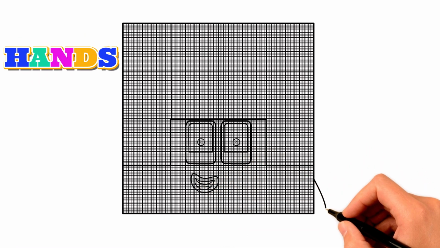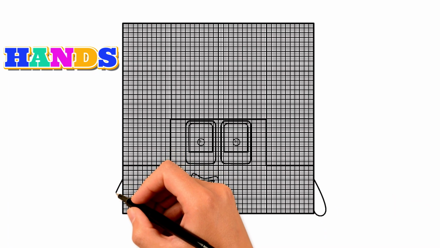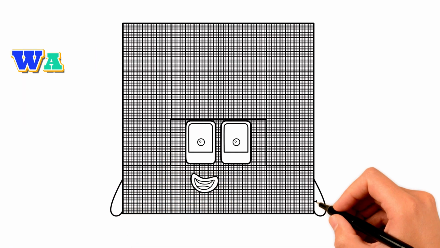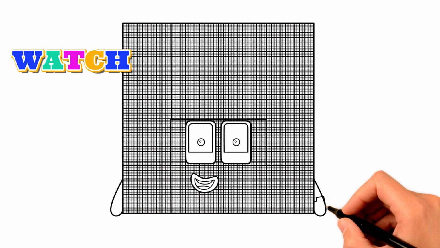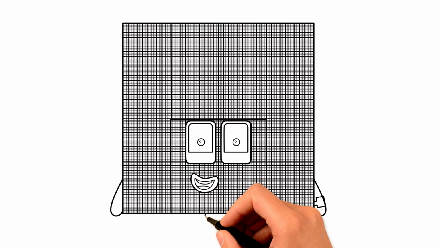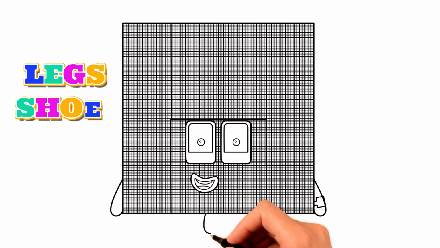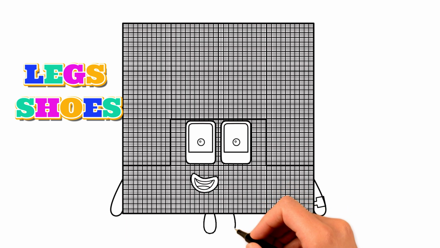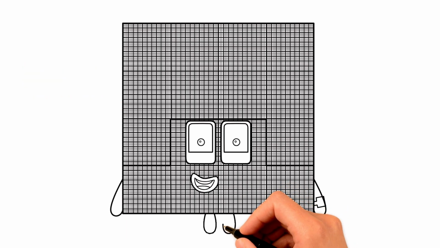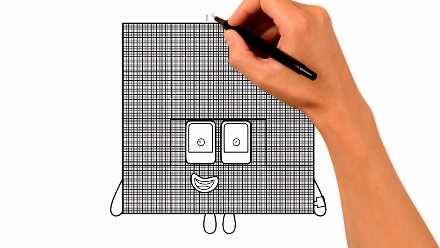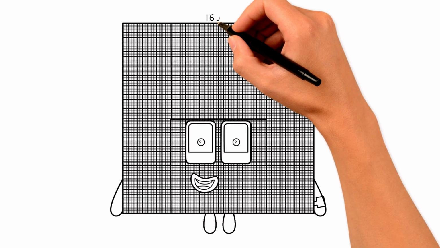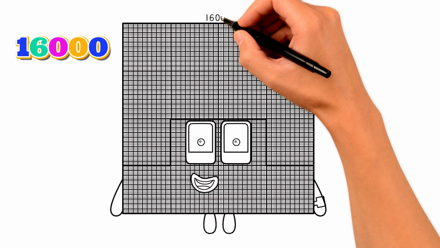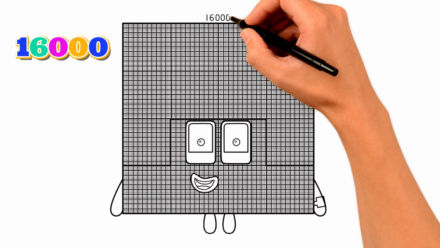Now draw both hands. Draw a watch on one hand. After that, draw both legs and shoes. Color, color inside, fill it soft and neat and bright. Use your crayons, use your markers, make your picture feel just right. Shine the picture, let it glow. Finally, on the top, write 16,000.